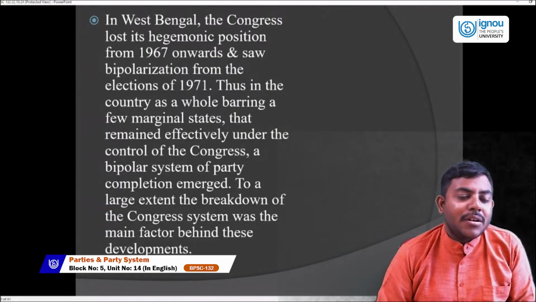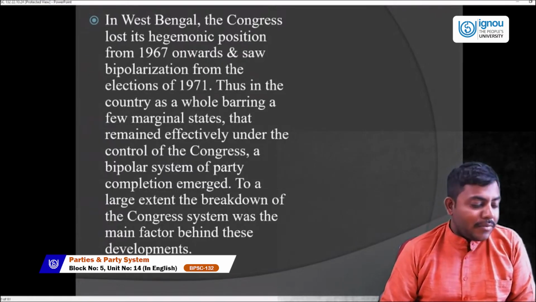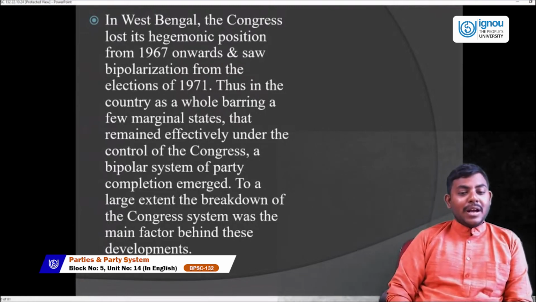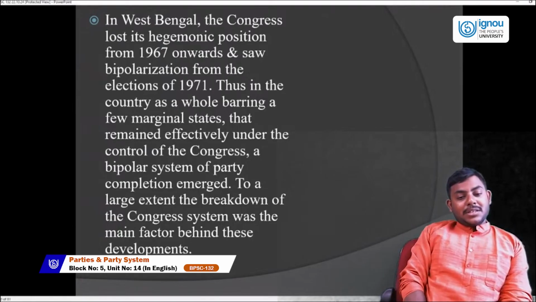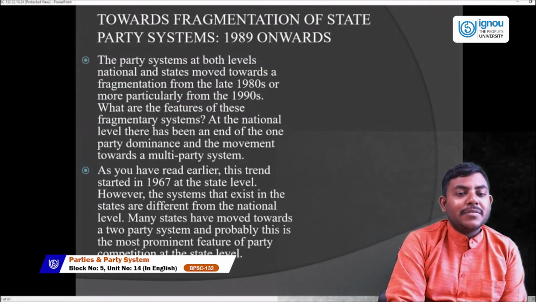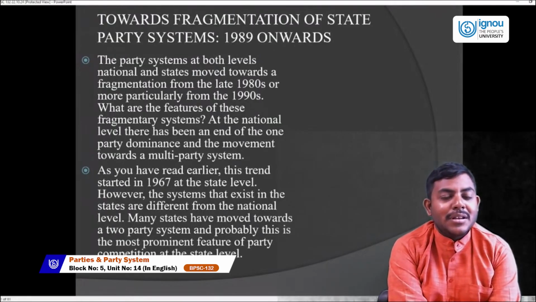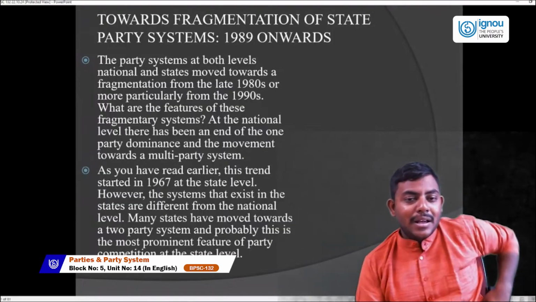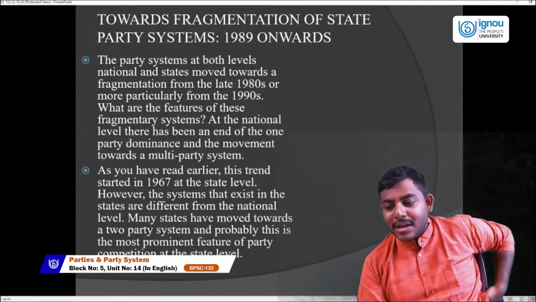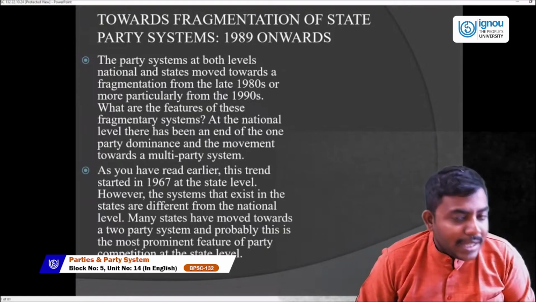Thus, in the country as a whole, barring a few marginal states that remained effectively under the control of the Congress, a bipolar system of party competition emerged. To a large extent, the breakdown of the Congress system was the main factor behind these developments. Towards fragmentation of state party systems: from 1989 onwards, the party systems at both the central, national level and the state level moved towards fragmentation from the late 1980s, or more particularly from the 1990s.